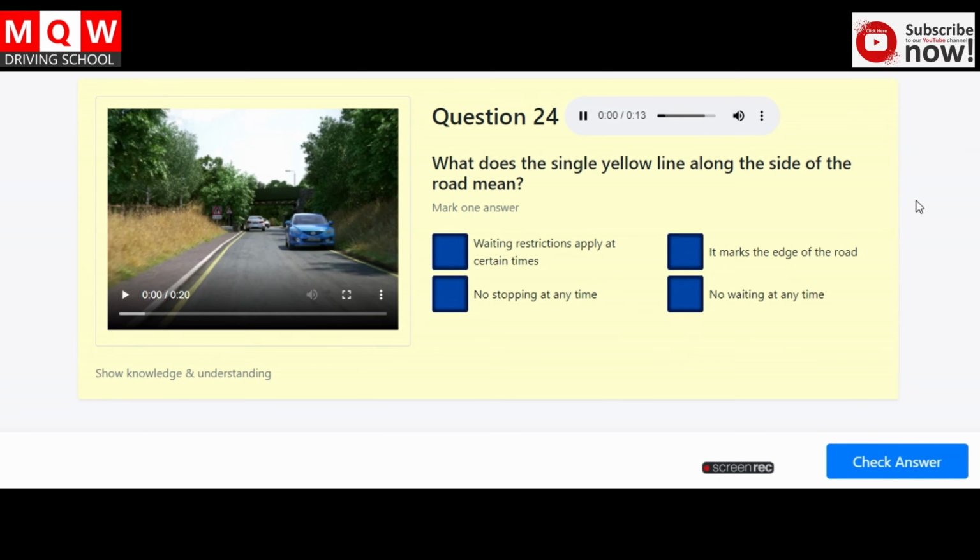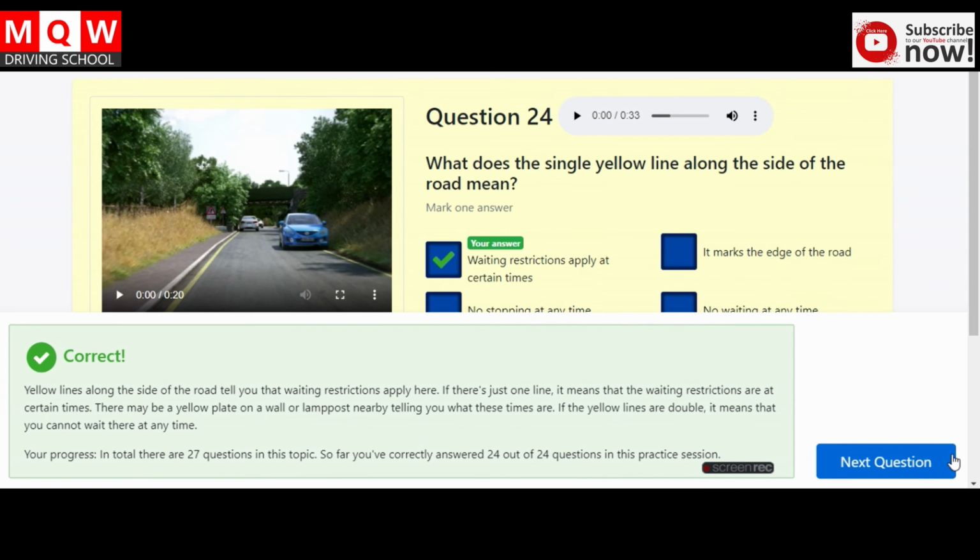What does the single yellow line along the side of the road mean? Waiting restrictions apply at certain times. It marks the edge of the road. No stopping at any time. No waiting at any time. Okay, no waiting and no stopping is normally the double yellow lines, and the edge of the road is normally marked with white. So this is the waiting restriction, but you look for the signboard for what times they're allowed. So certain times allowed, certain times are not allowed. That is your correct answer. So let's go to the next one.